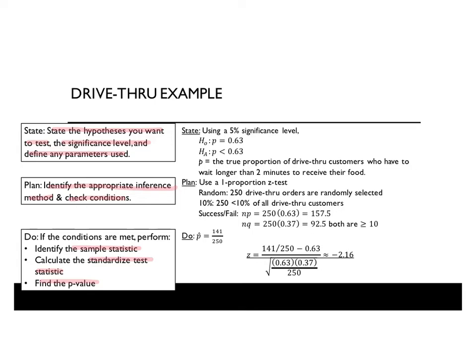And then now we're ready to find our z-score. Notice we are taking our p hat minus the null, right? So our null was 0.63, and then our standard error, the square root of 0.63 times 0.37 divided by 250. You should get a z-score of approximately negative 2.16.